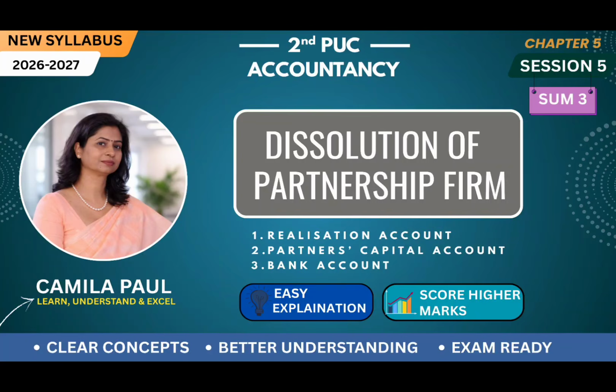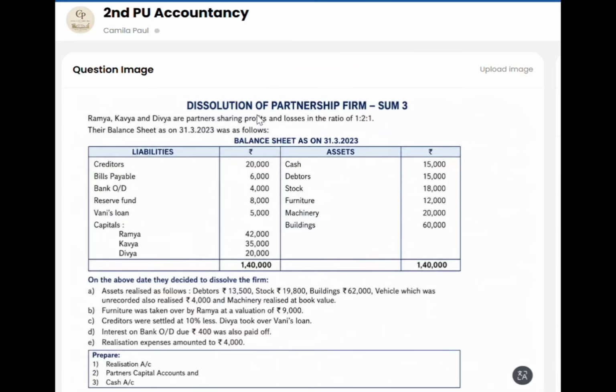Today we are going to see the third sum under dissolution of a partnership firm for 12 marks. So let's see the third sum. Ramya, Kavya and Vidya are partners sharing profits and losses in the ratio of 1:2:1. Their balance sheet as on 31st March 2023 was as follows. So this is the balance sheet given to us.